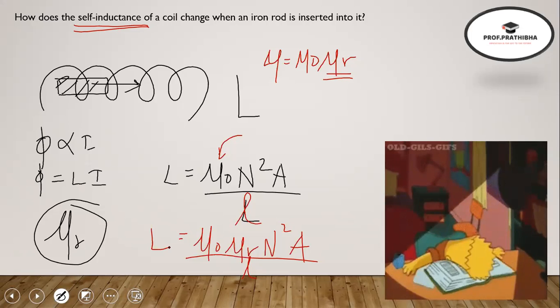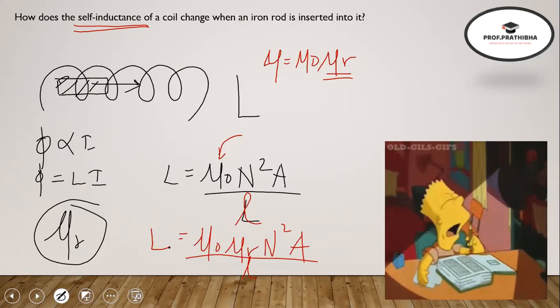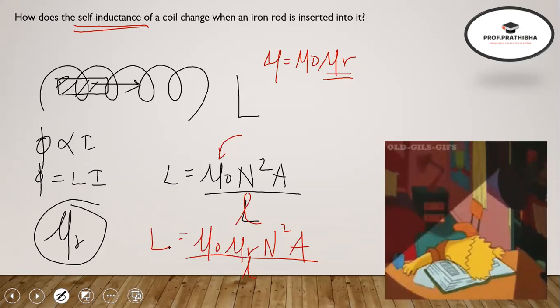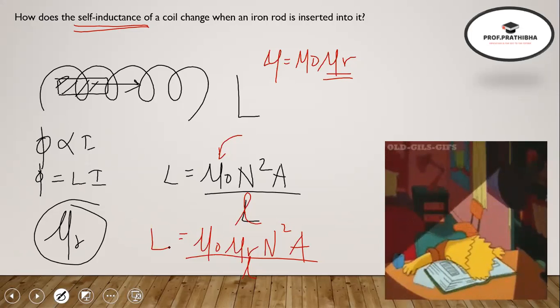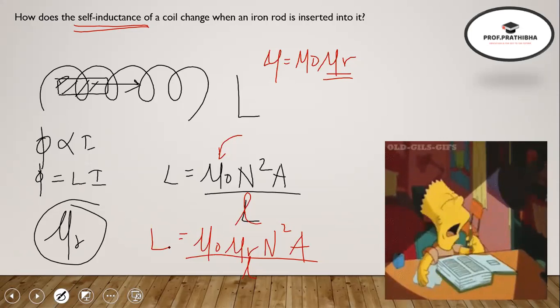So your answer is, self-inductance will also increase. Yes or no? Because mu r is increasing, the medium is changing, the permeability is higher, so your self-inductance will also increase. Is it very, very clear now? Okay, done everybody? Shall we do some MCQs and then come back?